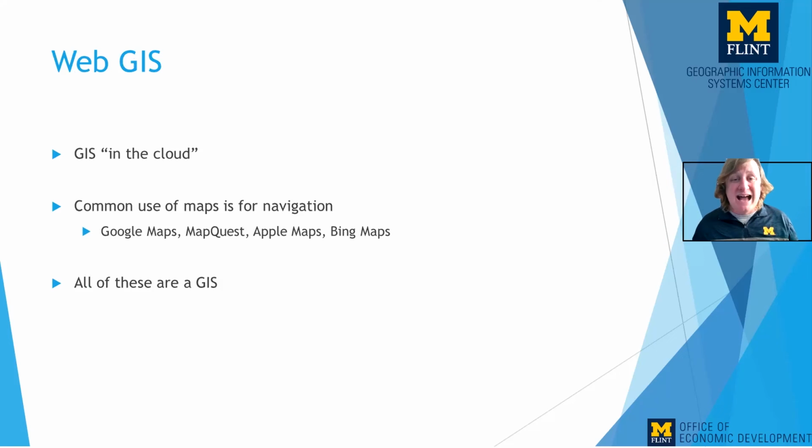And then as technology continues to grow and continues to develop, and everything's in the cloud now, GIS is also in the cloud. A lot of things are becoming computer-based. Storage, especially for data, is now in the cloud. We have Google Maps, MapQuest, Bing Maps, Apple Maps. Those are all a GIS, and they all are a web GIS. So we've all used it at some point or another.